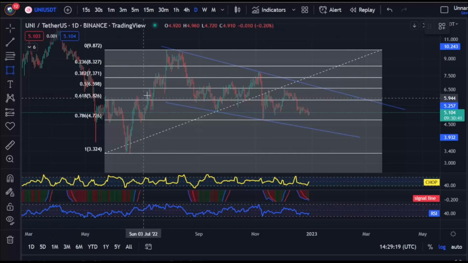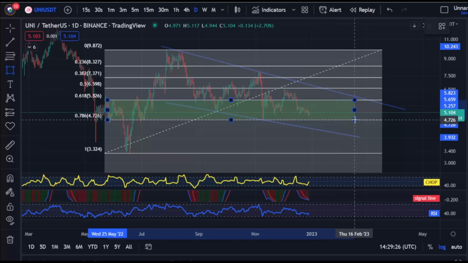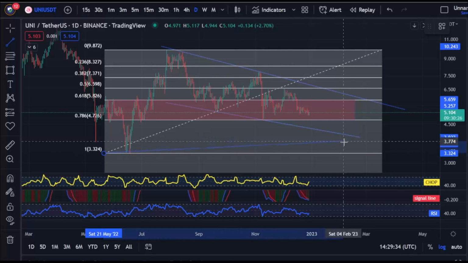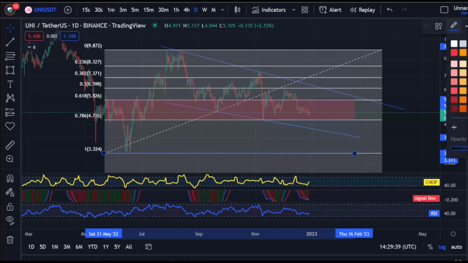Next, we can check where the price has support, and here we can see that we are currently in the $5.82 to $4.73 support area. However, if the support is broken and the price starts to fall more strongly, we can see a drop to around $3.32, which is the place of the last price low.